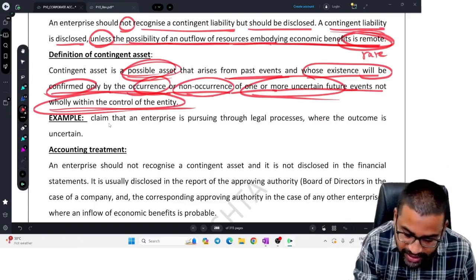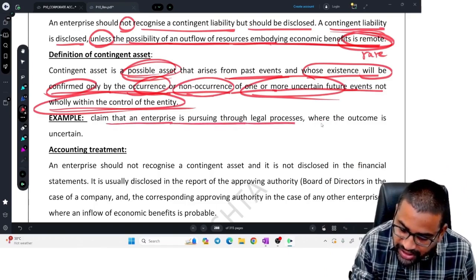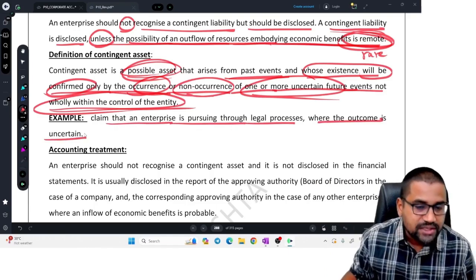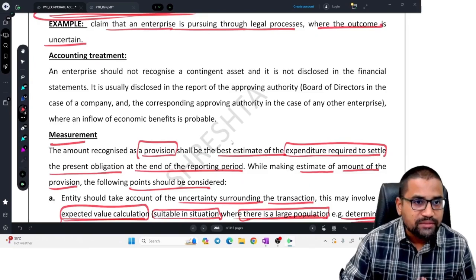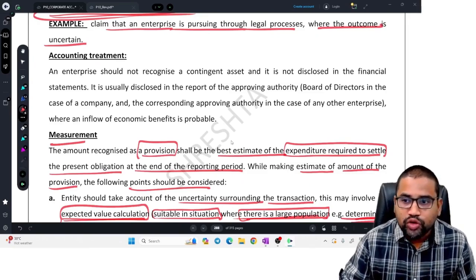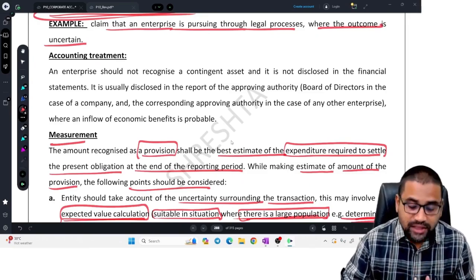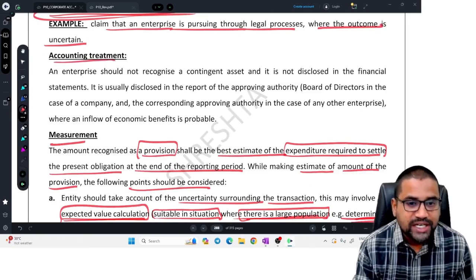For example, a claim that an enterprise is pursuing through legal process where the outcome is uncertain. Suppose there is a legal process, we are making some claims, and we don't know the outcome, so as of now we can't say anything. Sir, what is the accounting treatment of a contingent asset?